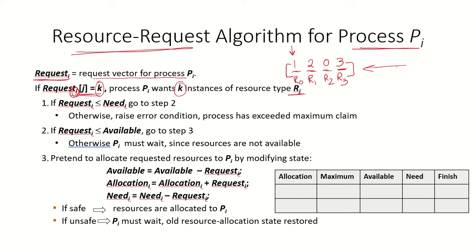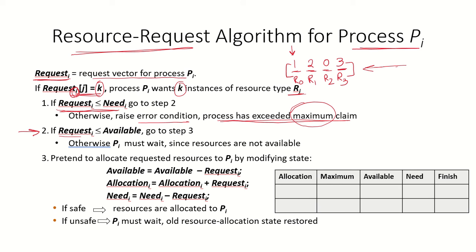Now first of all we have to check whether this request is less than the need of that particular process. If the request is more than the need, that means the process is trying to exceed whatever it had claimed earlier. It had given some maximum claim, and now if its request is more than its need vector, that means this process is trying to exceed its maximum claim and an error has to be raised. Else if request is less than need, then we come to step 2.